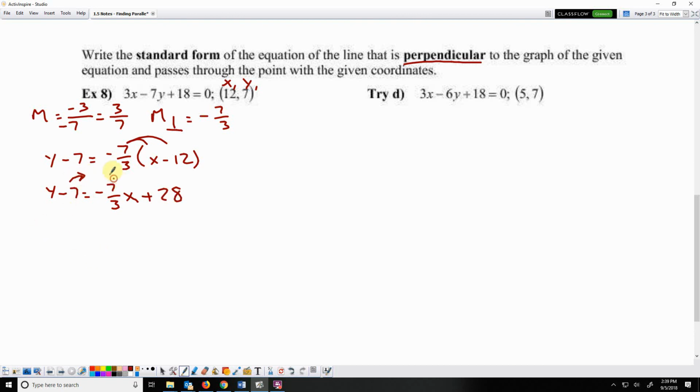Move that 7 over, move the negative 7/3 x over. And then 28 plus 7 is 35. And we have to multiply by that denominator. So I get 7x plus 3y equals 105.